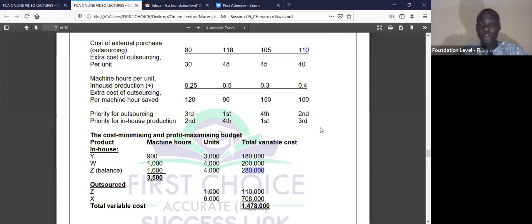Now you find out that you've outsourced, you've done Y in-house, you've done Z and W in-house, you went to the third in your list, which is Z, and you couldn't finish it. Remember, we are supposed to do 5,000 units. You only did 4,000. So in your list of outsourcing, what was your first? Your first happens to be what? Is that X?